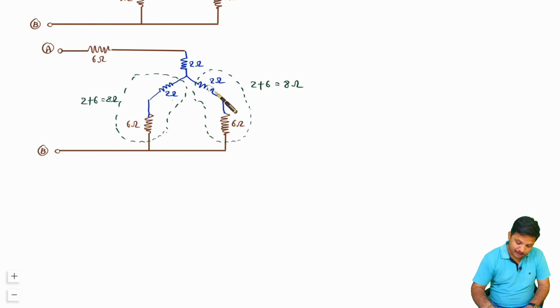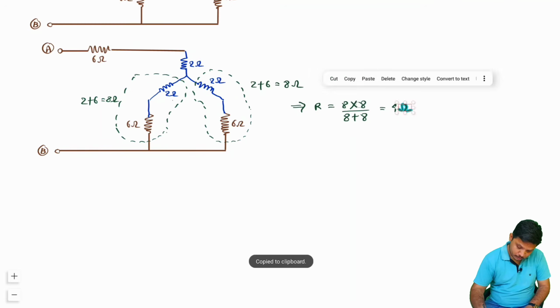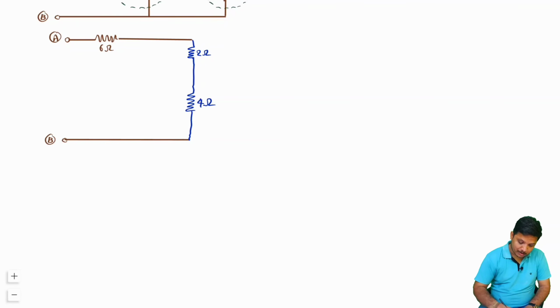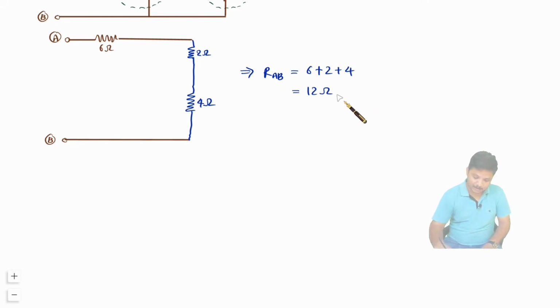So the equivalent of this entire part will be 8 parallel 8, meaning 8 into 8 divided by 8 plus 8. So that will be 4 ohm, right? So this entire resistor network will be 4 ohm. So let me redraw the equivalent of this over here. So now we have 4 ohm instead of that equivalent network, and now we can calculate RAB, that is just the series of 6 plus 2 plus 4. So that is a 12 ohm resistor, right?